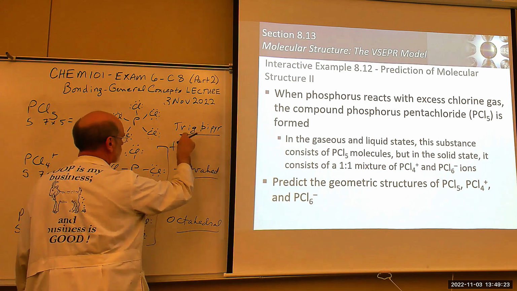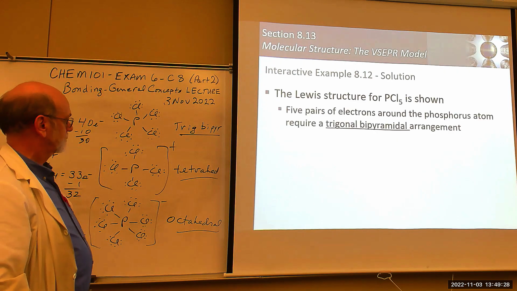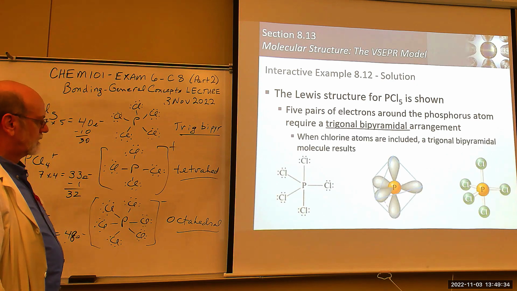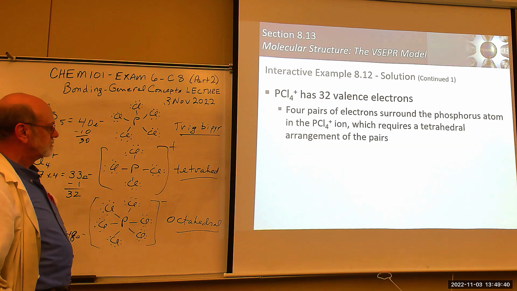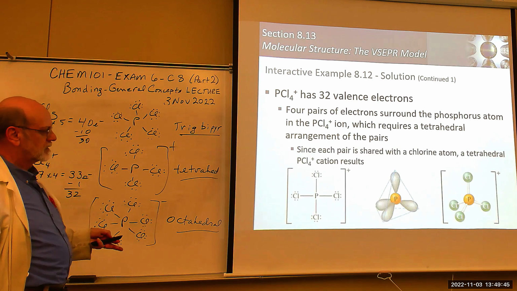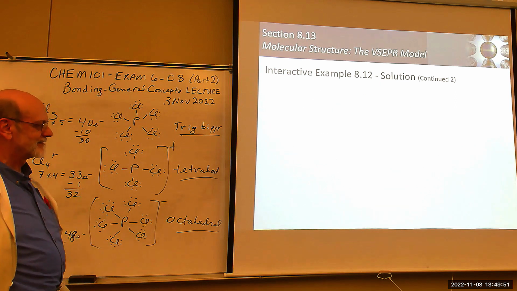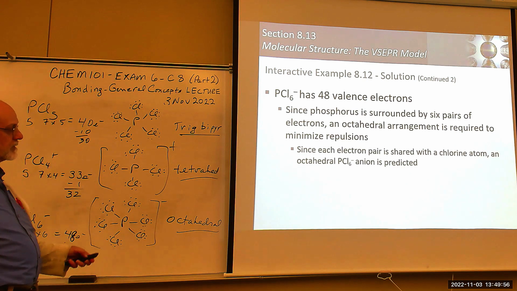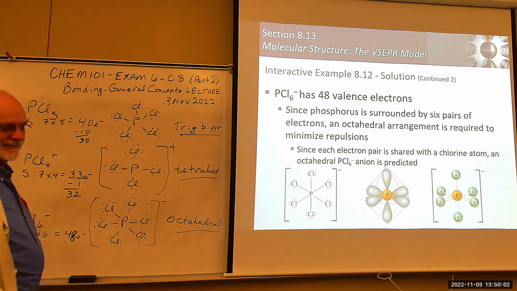Right? Trigonal bipyramid, tetrahedral, octahedral. There's the trigonal bipyramid. Right, right here. There's 32 valence electrons for the PCl4 plus. That's a tetrahedron. Okay. And the last one has 48 valence electrons. And that should be an octahedron. Okay.